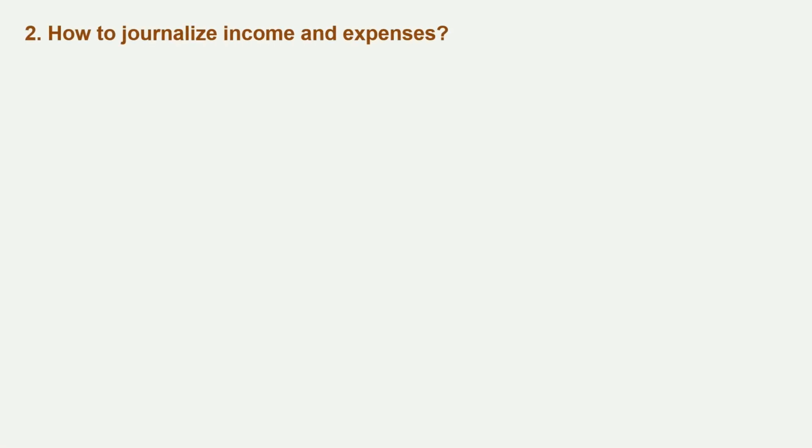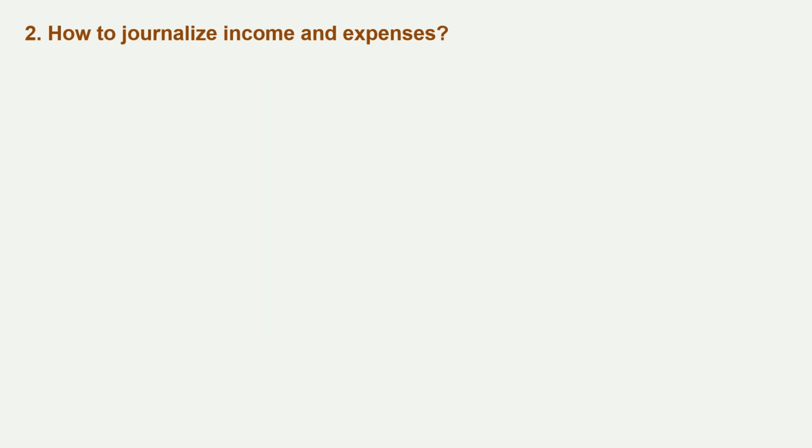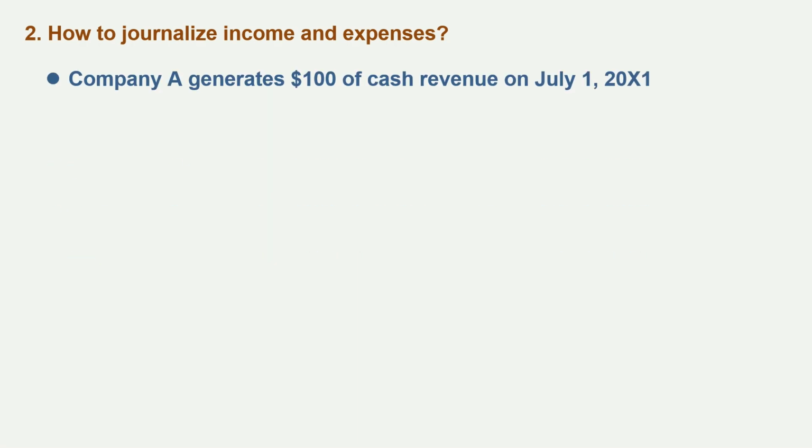Now we understand what income and expenses mean in accounting. Then how can we make journal entries for transactions related to income or expenses? Let's start with the most basic concept. Assume that Company A has the following balance sheet at the beginning of 20x1. On July 1st, 20x1, Company A generates $100 in cash revenue by providing consulting services to customers.